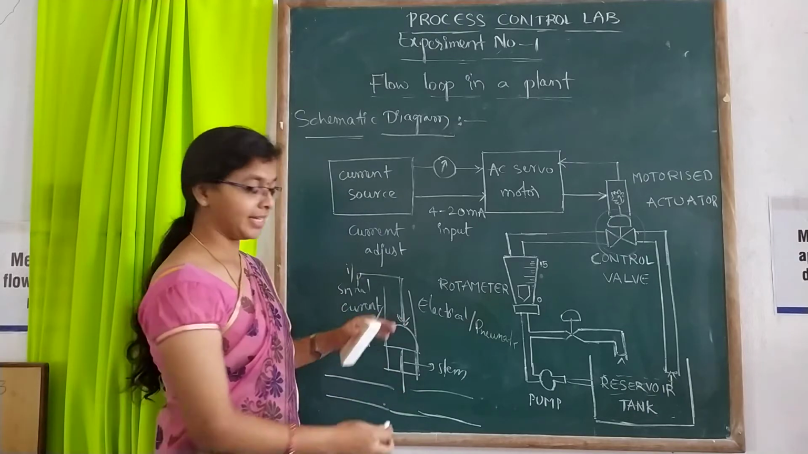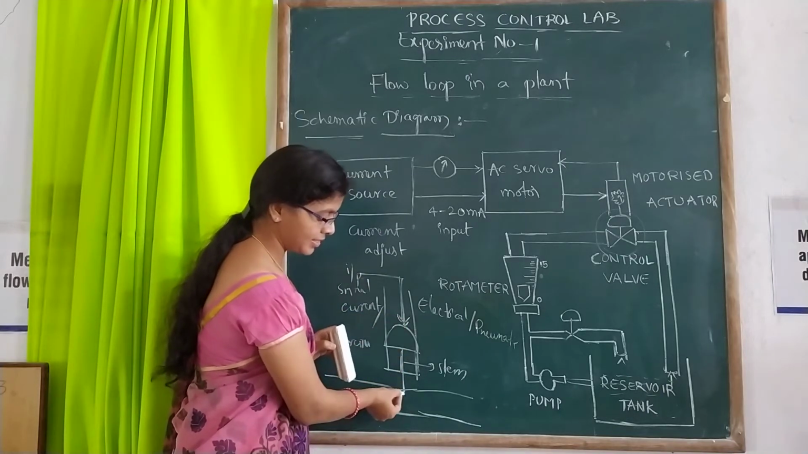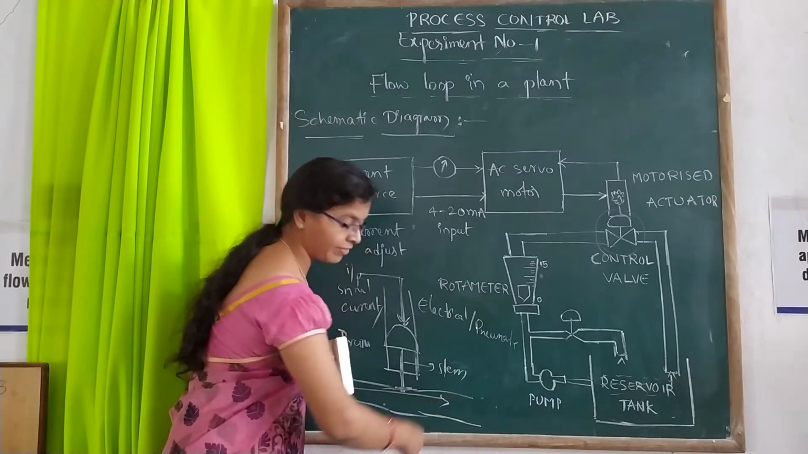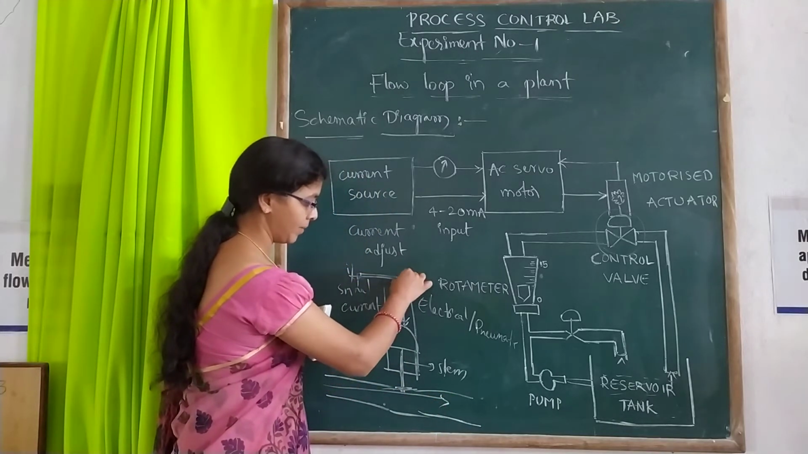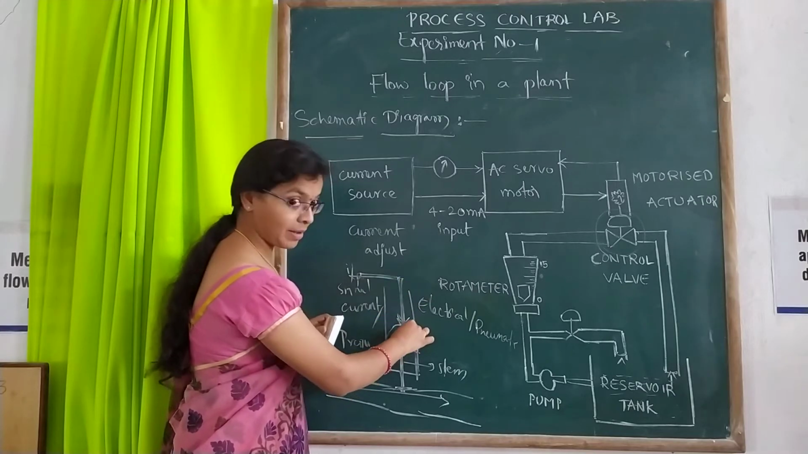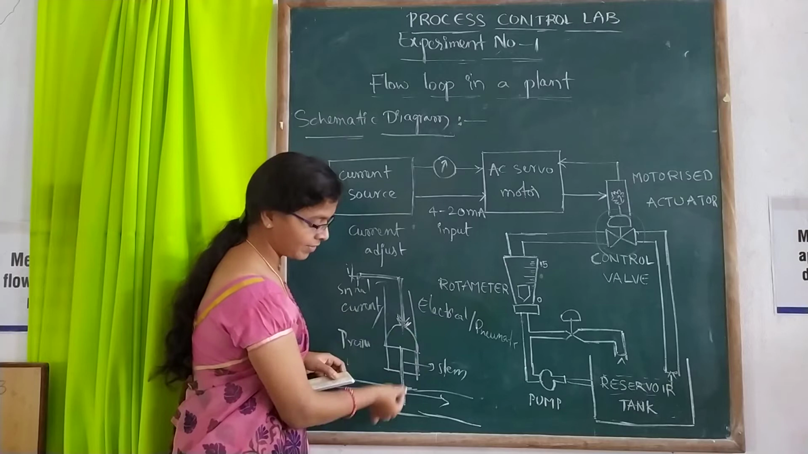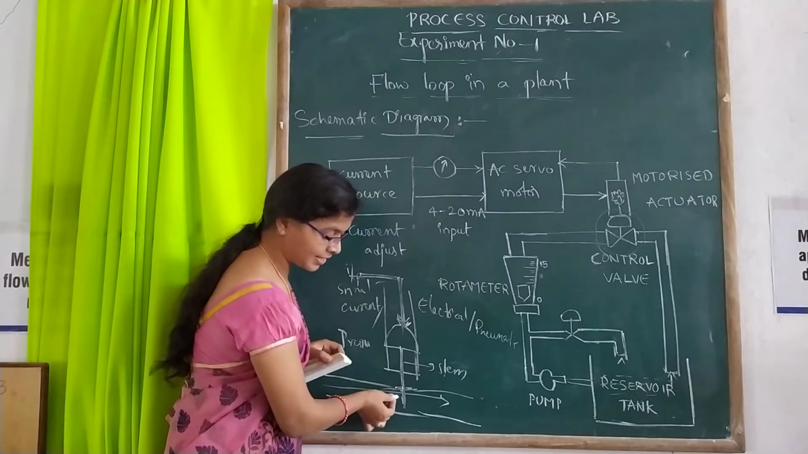So we are not applying any pressure to this one. Then the stem will move in the upward direction. Maximum flow rate will be here. Whenever I apply pressure here, the stem will move down according to the pressure applied. Whenever the stem moves down, that will restrict the flow here.